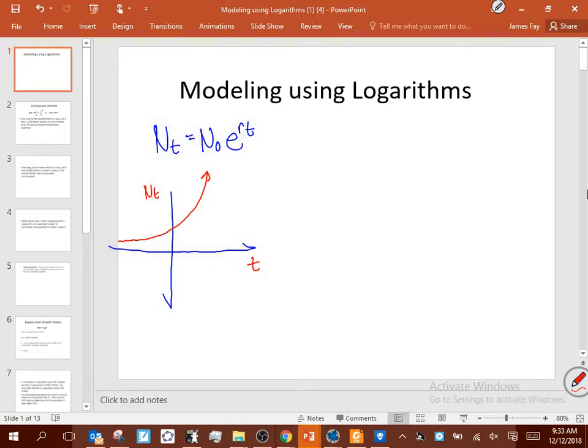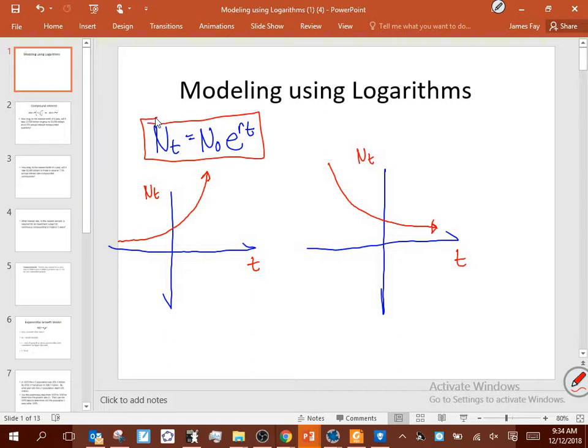How do I get, though, if that's growth, as time gets larger and larger, what does decay look like as time gets larger and larger? It would look like that, wouldn't it? As time goes to the right, we're getting smaller and smaller y values, or N of T values. How do I get, with this equation here, that transformation? How do I get that point there to come essentially over here?